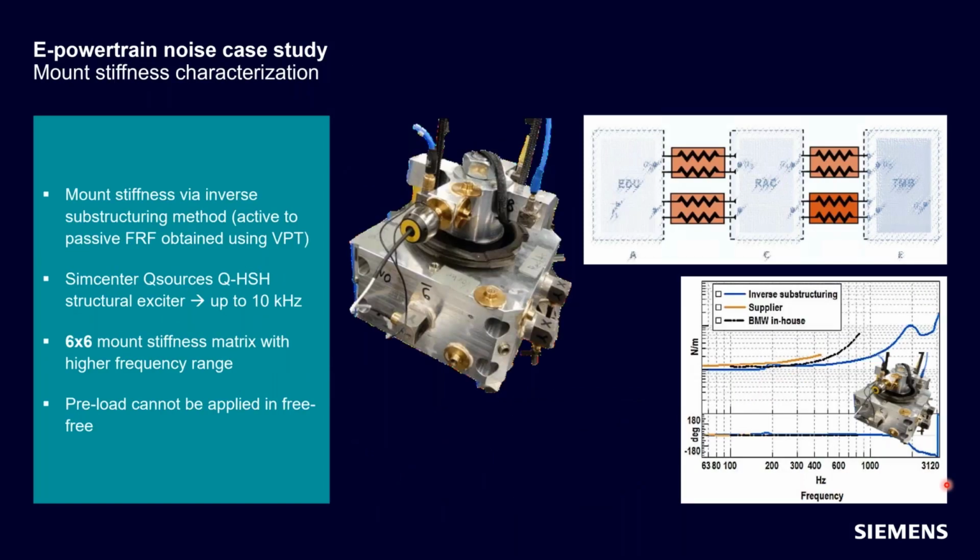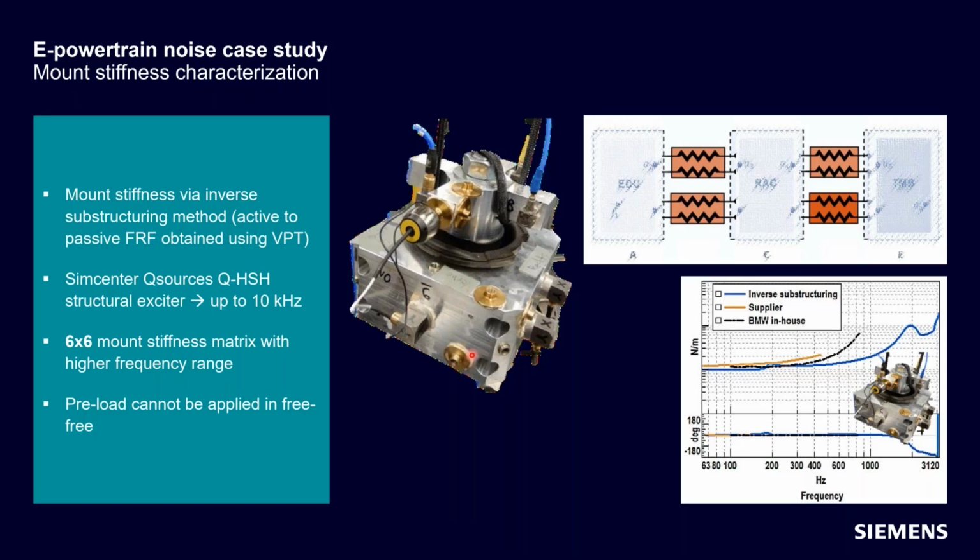The way that we do this, I don't really have the time to go into detail on this particular topic. You can always check the paper for the full explanation, but what it comes down to is that this test setup is allowing us to use, again, virtual point transformation to obtain the transfer function between the active and the passive sides of the mounts. And this method is called inverse substructuring because we then also remove the effects of these rigid blocks on the active and passive sides. So we really get the pure transfer function of the mounts in isolation.